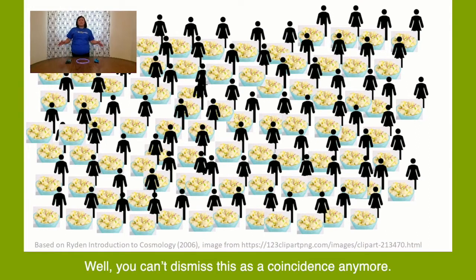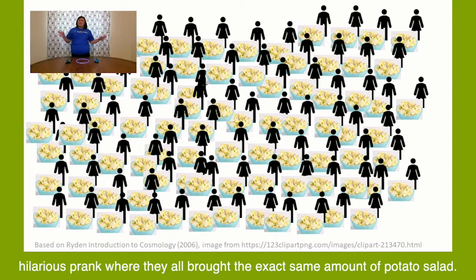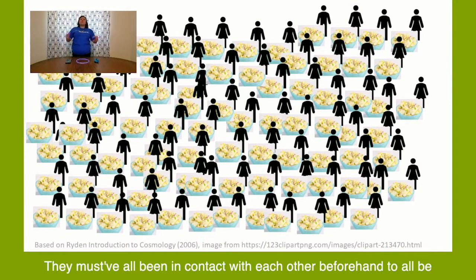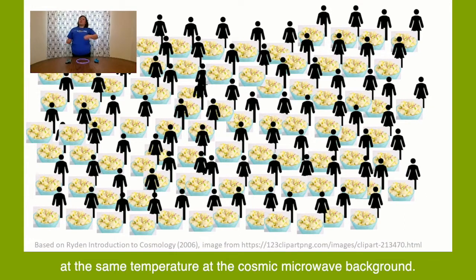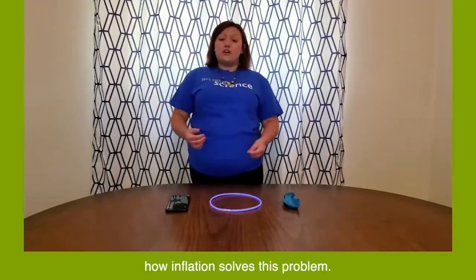Well, you can't dismiss this as a coincidence anymore. They must have all been in contact before this potluck and decided to play this hilarious prank where they all brought the exact same amount of potato salad. Well, that's just like the particles in the early universe. They must have all been in contact with each other beforehand to all be at the same temperature at the cosmic microwave background. Next, I'm going to do a demonstration to show you how inflation solves this problem.